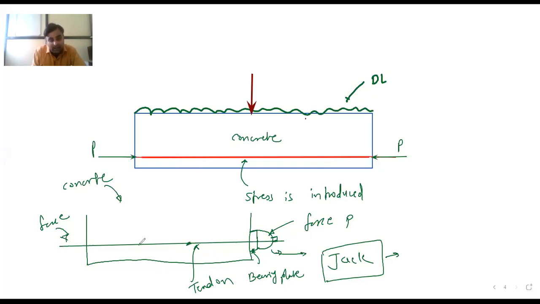Finally, once the stresses are introduced in this tendon, you see that this is your steel, and it is surrounded with the concrete. You know that. So the stress is transferred to this concrete automatically, because these two are in contact with each other.